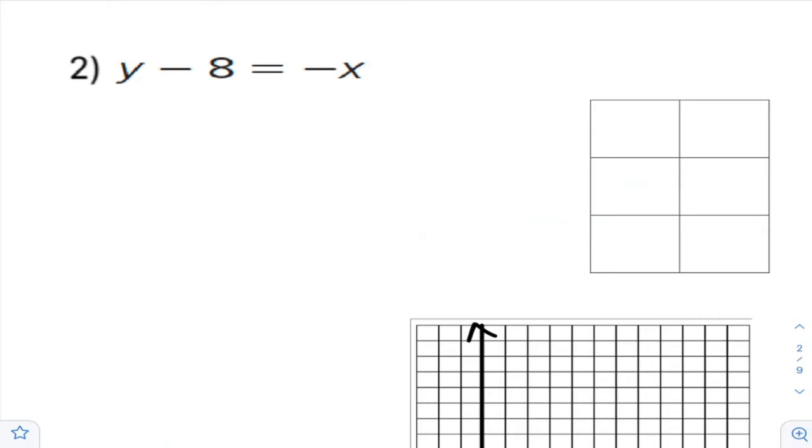So I will solve for y in this case since y is already here. y is alone on one side, so I will move minus 8 to the other side. So y is 8 minus x. And now I will generate my table.